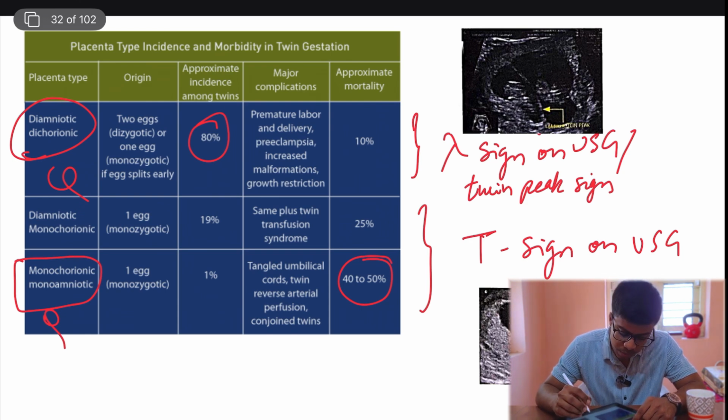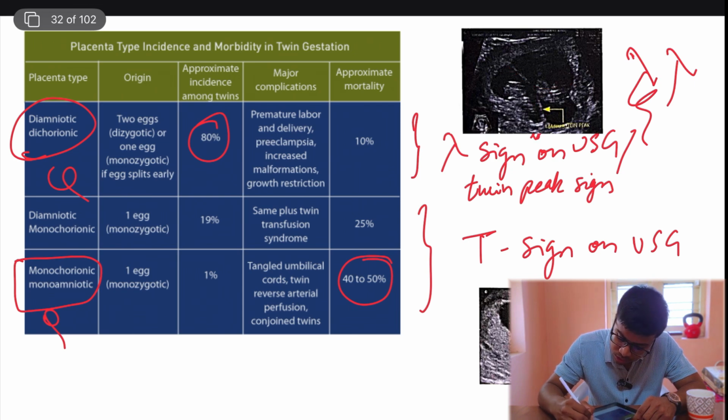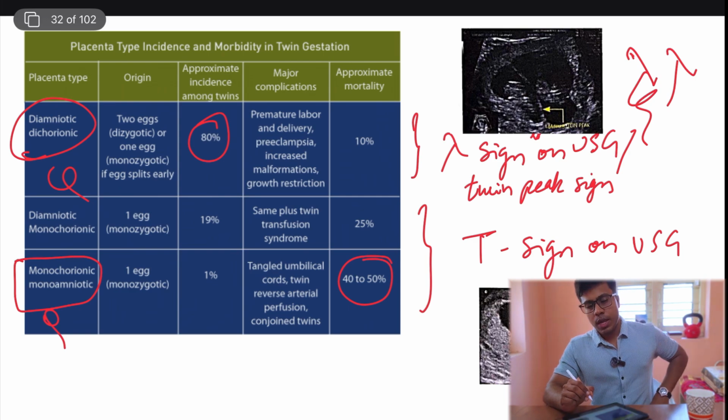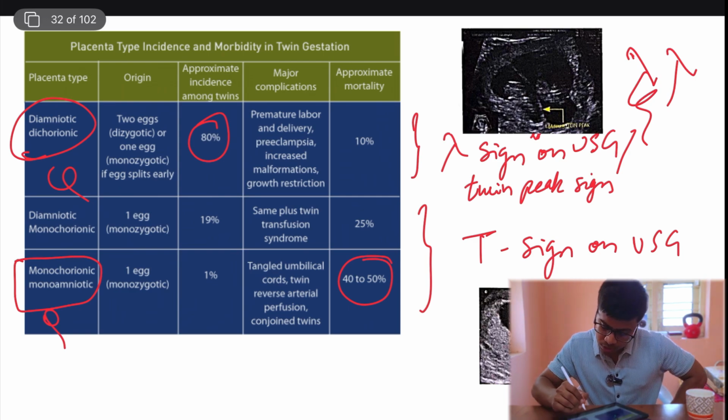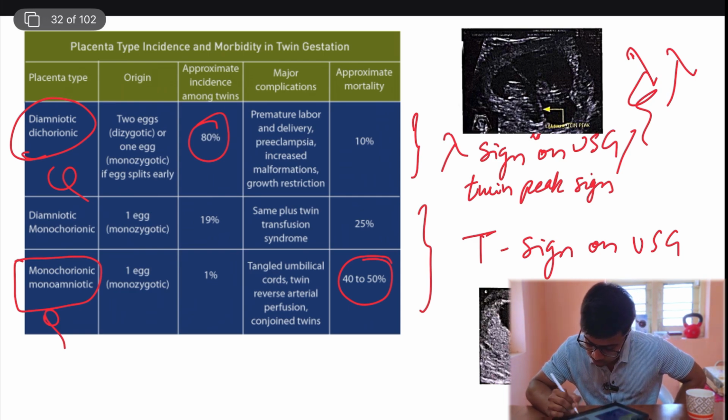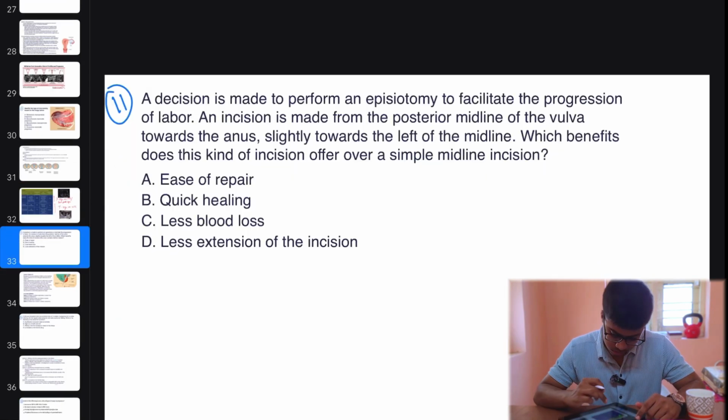We have the lambda sign. The lambda sign will be seen in the diamniotic dichorionic type, like this. So the lambda sign will be seen here, like this. And apart from that, in diamniotic monochorionic and monochorionic monoamniotic, the T sign will be seen like this. So these are the history clinchers.